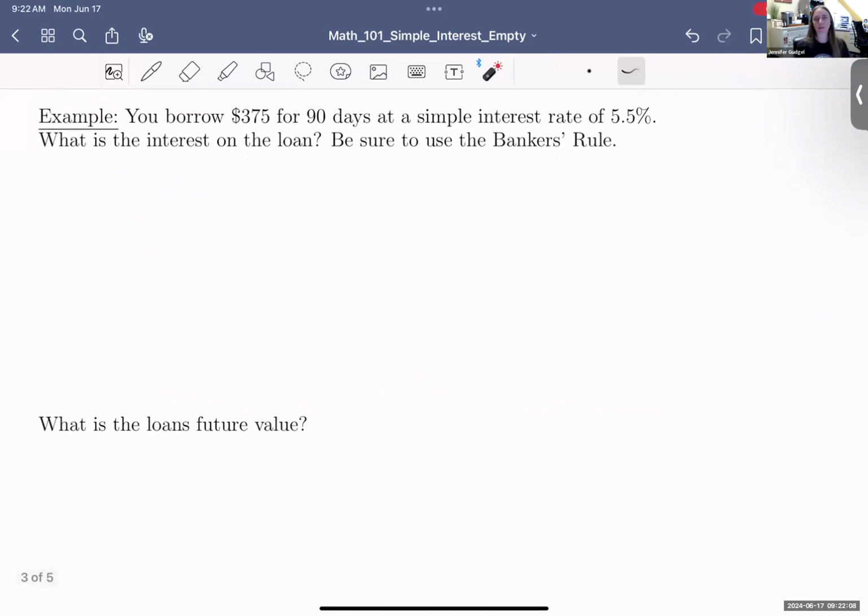So you borrow $375 for 90 days at a simple interest rate of 5.5%. What is the interest on the loan? Be sure to use the banker's rule. We're using the banker's rule, so there's 360 days in a year.